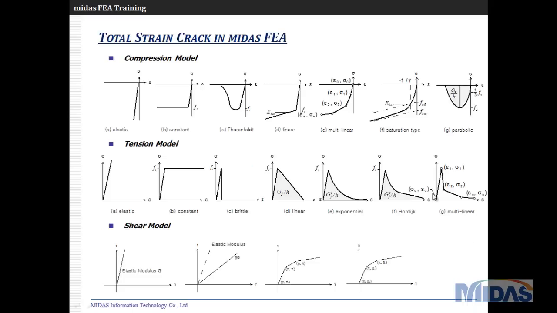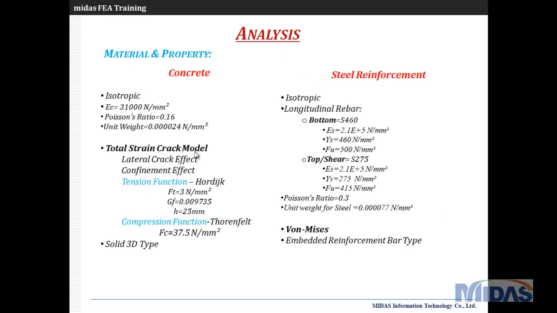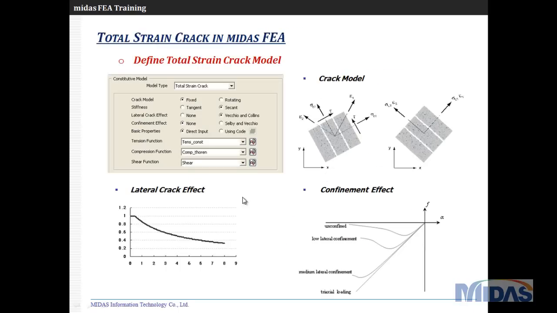As I have said, we will be using Thornfeld for the compression model and Hordijk for the tension model. The tensile behavior of concrete is controlled by the formation of microcracks, and if the tensile stress reaches a certain limit, for example in our case the tensile force at the yield will be 3 Newton per millimeter square.